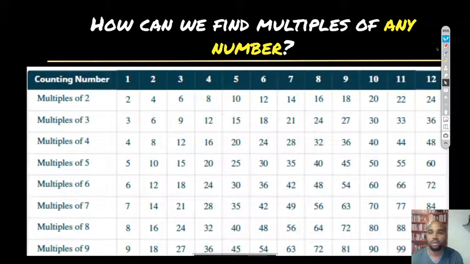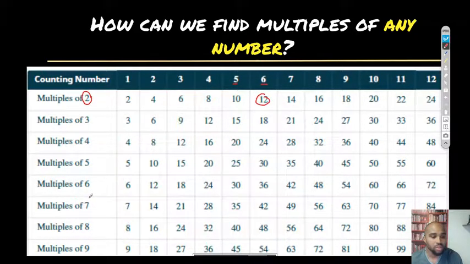How can we find the multiples of any number? It's going to be the same way. Across this row here are the multiples of 2: 2, 4, 6, 8, 10, and so on. Notice that 2 times 1 is 2, 2 times 2 is 4, 2 times 3 is 6, 2 times 4 is 8, 2 times 5 is 10. So we have that same number being multiplied by another counting number each time to get a product.